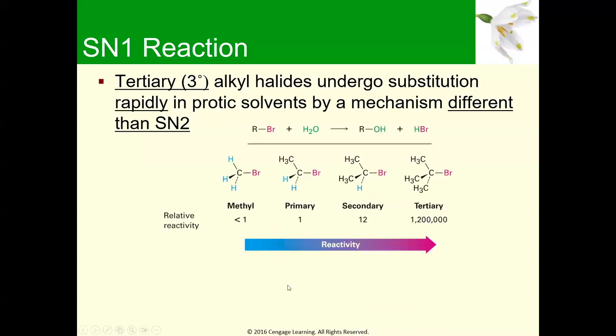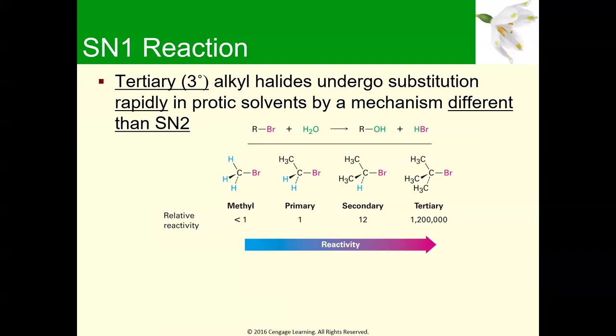So that's what this just shows you. We know that it's a very different mechanism by this huge jump in reaction rate right here. That the methyl bromide versus the primary alkyl bromide versus the secondary alkyl bromide versus the tertiary alkyl bromide, huge jump, 1,000,000 or I guess 100,000 times faster when you go from the secondary to the tertiary. So that's an indicator that's a totally different mechanism.